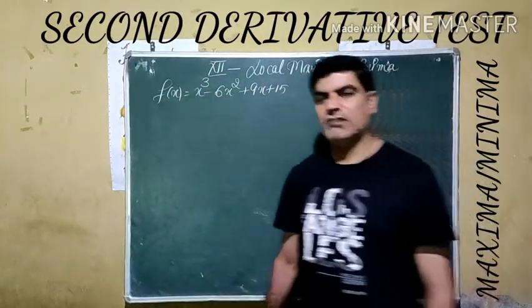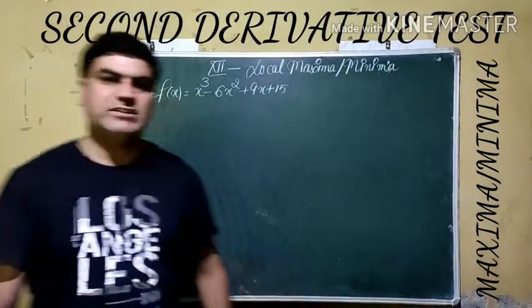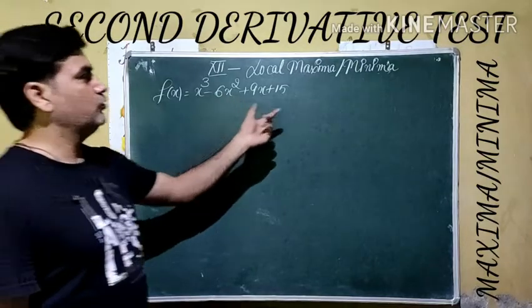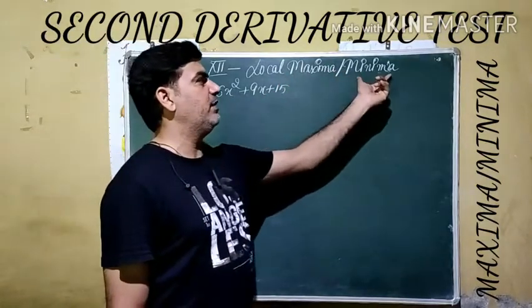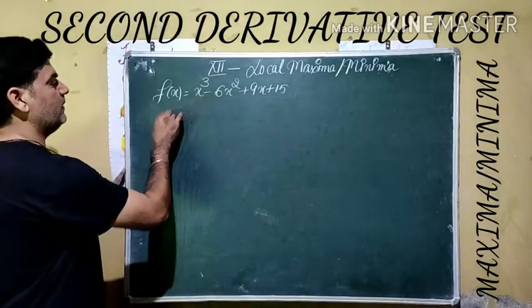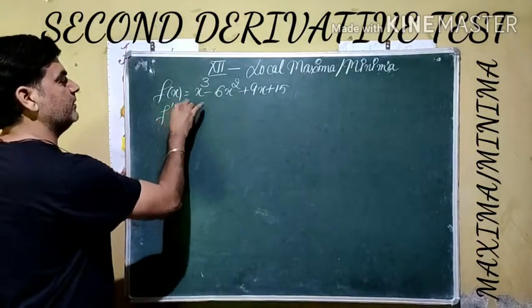We are going to start our use of the second derivative test with polynomials, the first type. As we know, to find local maxima and local minima, we use the second derivative test. Before that, how can we apply our first step? Take out the first derivative of the function.